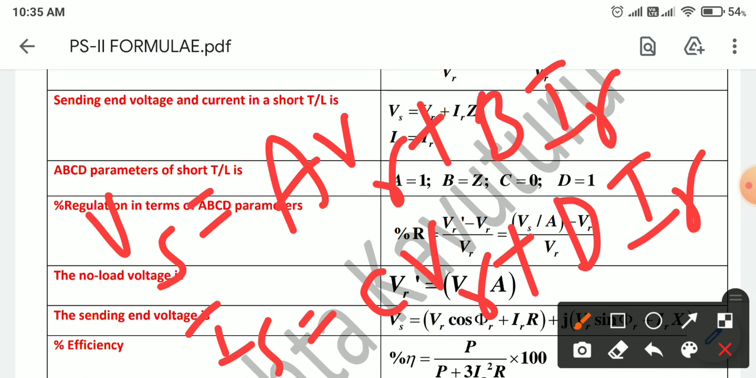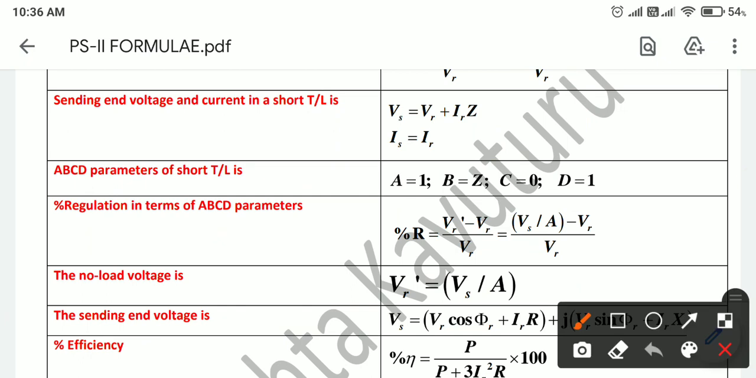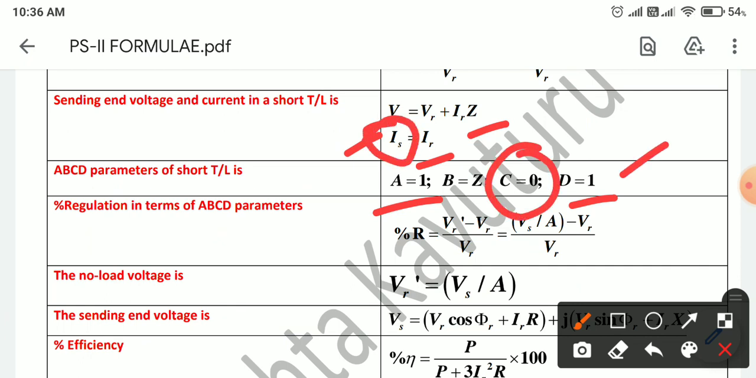Upon comparison of the standard parameters with the obtained sending end voltage and current equations, we get A value as 1, B value as Z, C value as 0 and D value as 1, because there is no VR term in the Is equation. Therefore, C value becomes 0 and D value becomes 1.